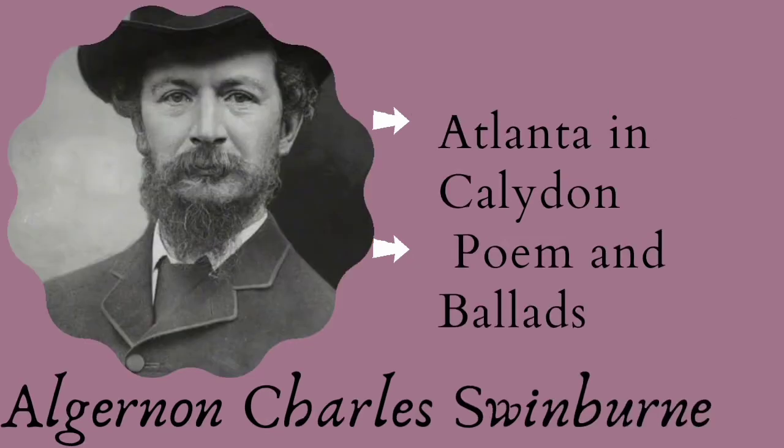Algernon Charles Swinburne. Swinburne was born on April 5, 1837 and died on April 10, 1909. He was an English poet, playwright, novelist, and critic. Swinburne wrote about many taboo topics such as lesbianism, cannibalism, sadomasochism, and anti-theism. His famous works are Atalanta in Calydon in 1865 and Poems and Ballads in 1866.